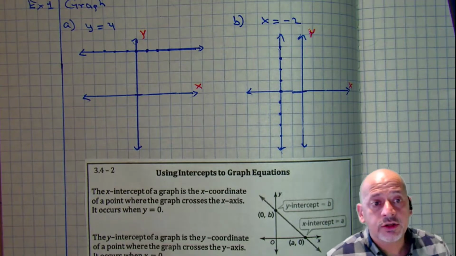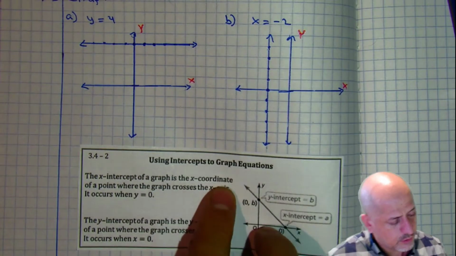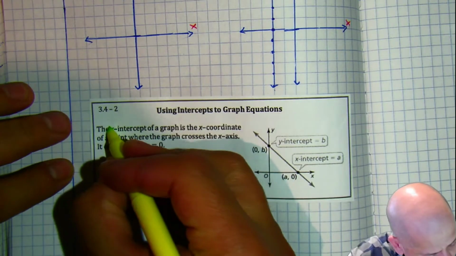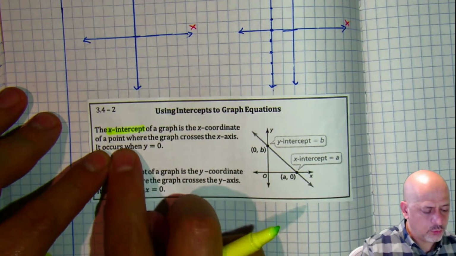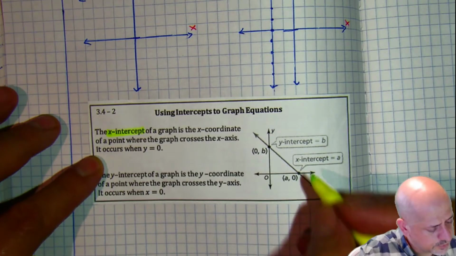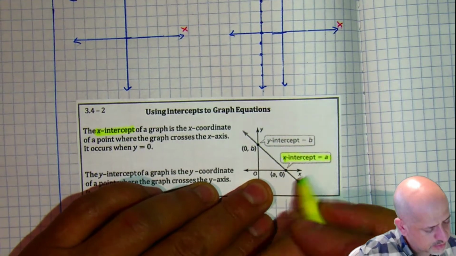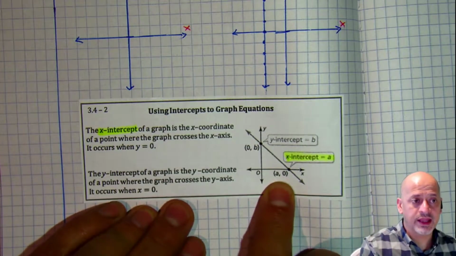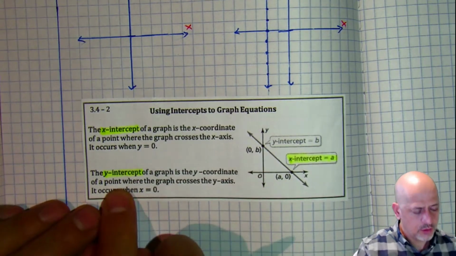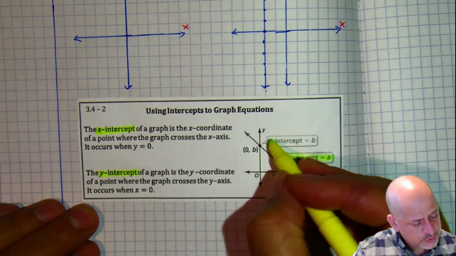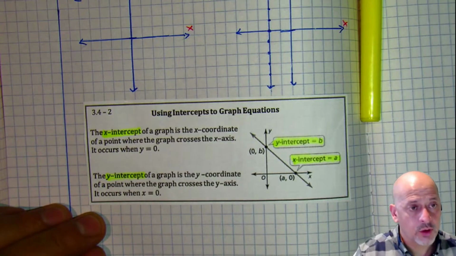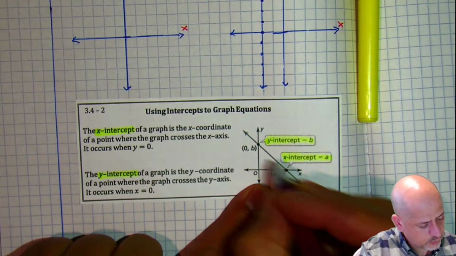So therefore, every single time you're trying to find your intercepts, we have two intercepts. We have your x-intercept, and the x-intercept of a graph is the x-coordinate of the point where the graph crosses your x-axis, right? Crosses, intercepts. So therefore, this is your x-intercept. And it's going to be (a, 0), where a is any number. Your y-intercept of a graph is the y-coordinate of a point where the graph crosses the y-axis. So therefore, we need to be able to find where the graph crosses your x-axis and y-axis.